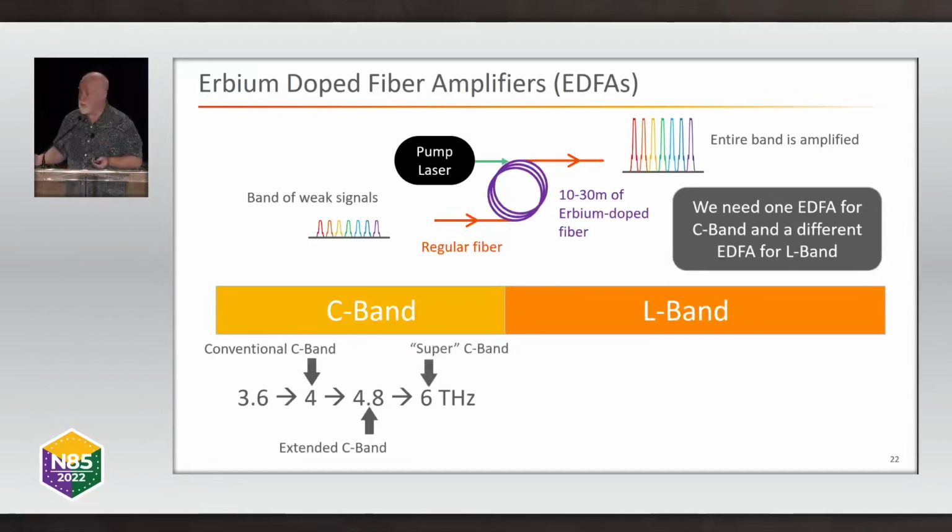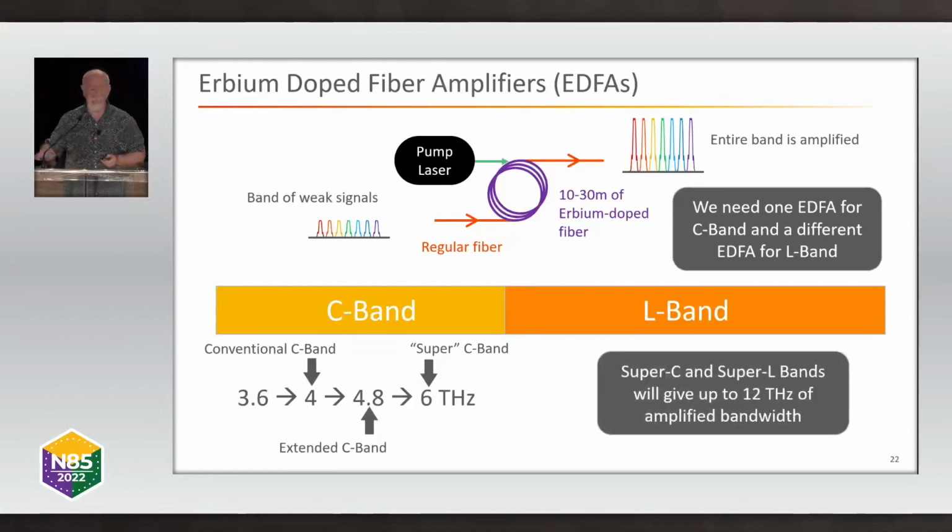It's known as super C band. It's in a single EDFA, so you're able to amplify 6 terahertz of bandwidth all at once. And then a similar thing happens in the L band. Typically, we just talk about L band doubling capacity. In fact, L-band is a bit wider than the C-band, but usually we do just talk about doubling the capacity. So Super C and Super L in a few years' time would give us about 12 terahertz of amplified bandwidth.